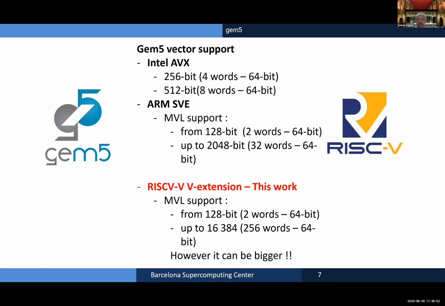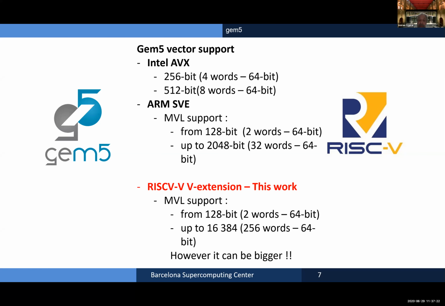Gen 5 has some vector support. We have Intel AVX and ARM-SVE. I would say the Intel AVX is more SIMD style, and the ARM-SVE is more vector style. In ARM-SVE, the maximum vector length goes from 128 bits, so 2 words, up to 2048 bits, so 32 words of 64 bits. In the RISC-V extension, we are going to support larger vectors.